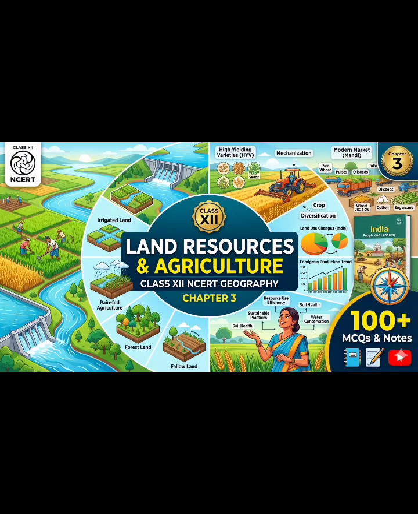Next point is tur or arhar. Tur is the second important pulse crop in the country. It is also known as the red gram or pigeon pea. It is cultivated over marginal lands and under rain-fed conditions in the dry areas of central and southern states of the country. This crop occupies only about 2% of the total cropped area of India.